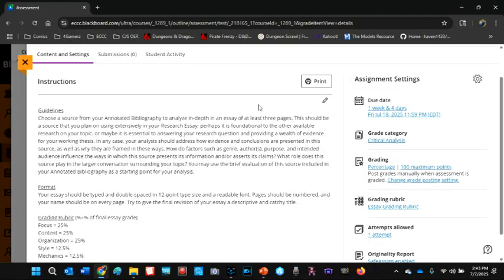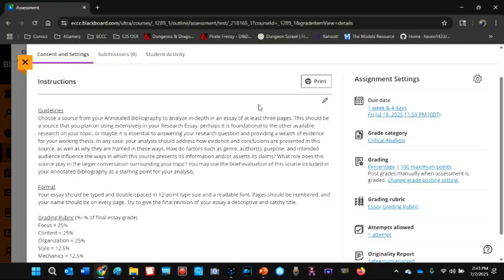And so very importantly, choose a source from your annotated bibliography to analyze in depth in an essay of at least 3 pages, okay? I'm going to tell you the same thing I tell every student every semester who asks. Don't worry about the page numbers. Just worry about doing what I'm asking you to do, and I promise you it'll be fine, okay? But I want you to look at one source, and I want you to analyze it in depth.